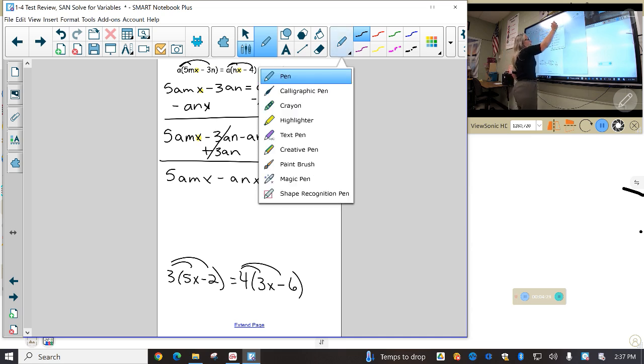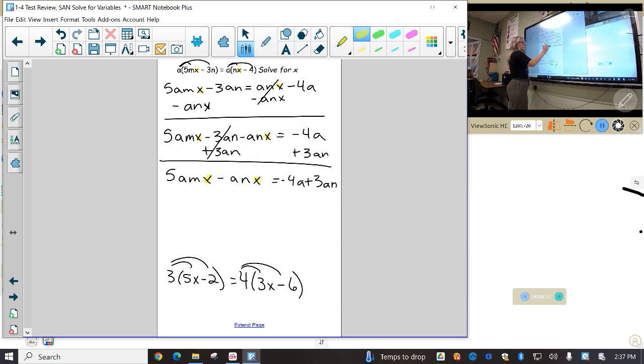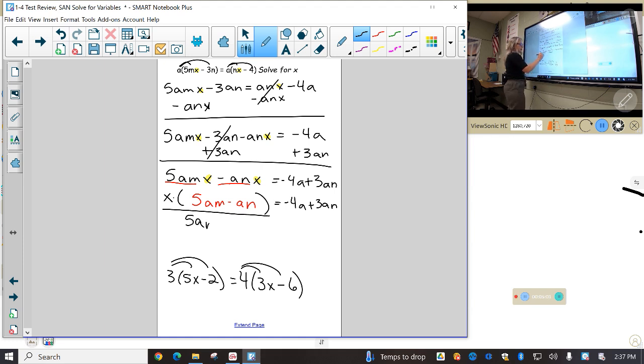We're still solving for x, and we have two of them. Just like the problem before when we had two w's, we now have two x's, so I'm going to do the distributive property backwards. I also like to say I'm going to fish out an x and leave everything else in the pond. We took out the x's, so I have a 5am minus an equals -4a plus 3an. Now this is just attached by multiplication, so I'm just going to divide by everything that we left in the pond.